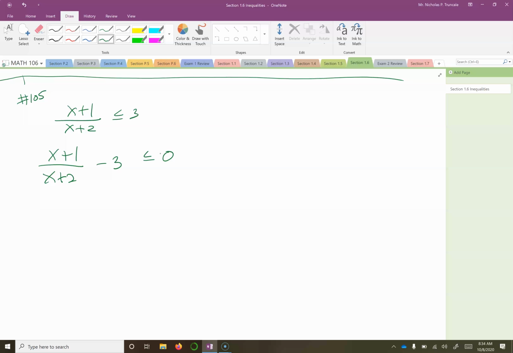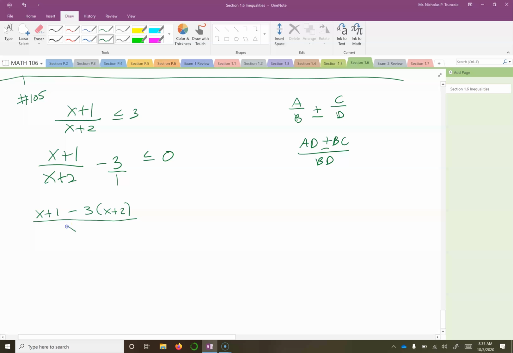Okay, now we have to combine these fractions. All right? So to do that, if you remember, I'll write it over here again. If you had a over b plus c over d and you want to combine them, you could just do a times d plus b times c over b times d. If that looked familiar, we did that a couple times, combining rational expressions. So let's just do that again. And in this case, d is just 1, the thing underneath the 3. So we're just going to have x plus 1 minus 3, and the minus over here is fine. Minus 3 times x plus 2. And then the denominator is just x plus 2.